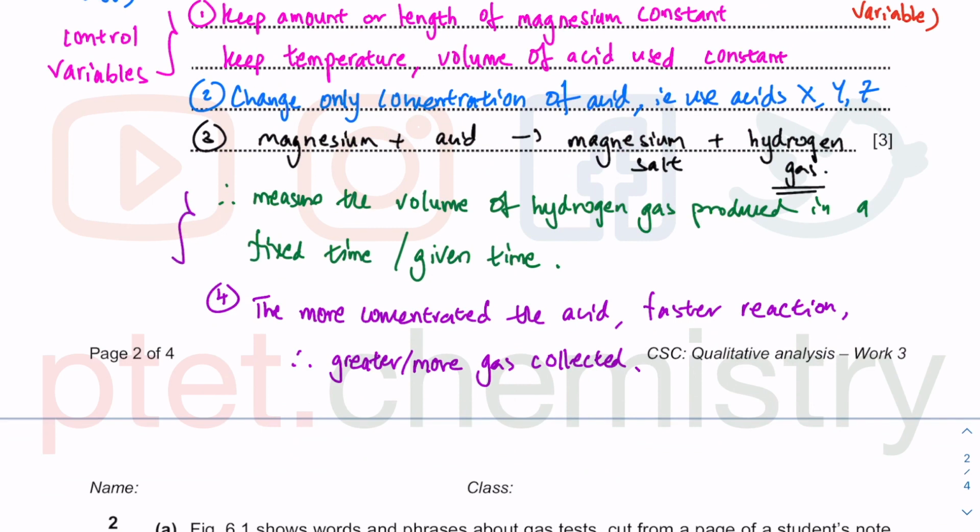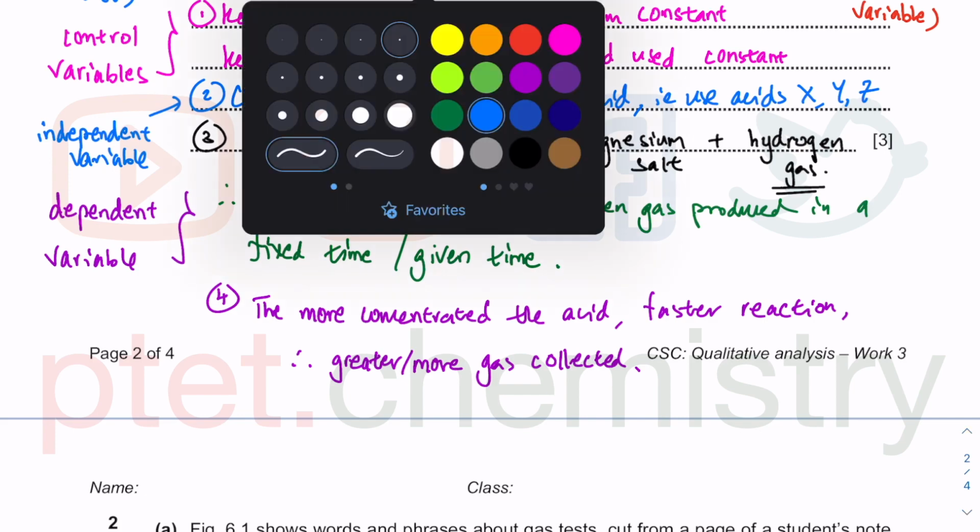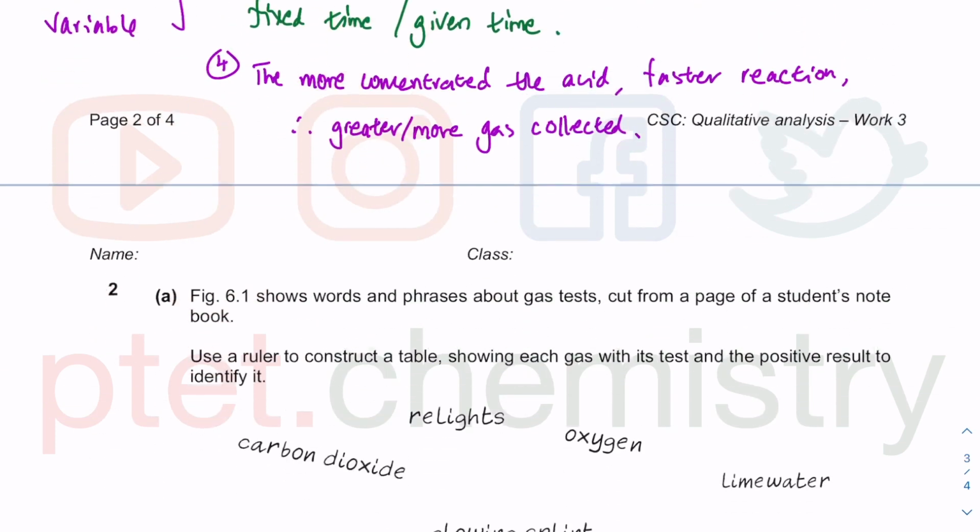So what you measure is what you call the dependent variable, and what you change is what you call the independent variable. So this is the independent variable, as you change the acid used, the different concentration of the acid used. These three different variables are straight from your lower secondary science.